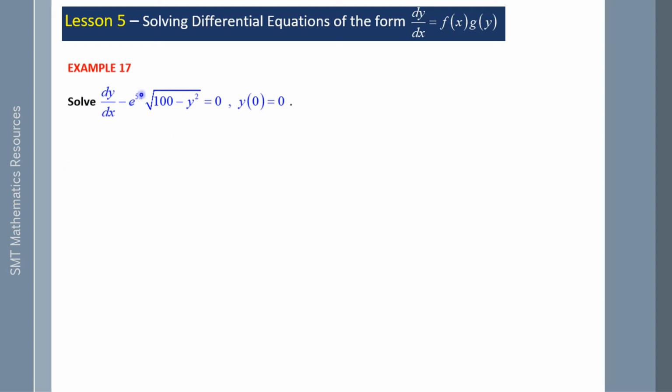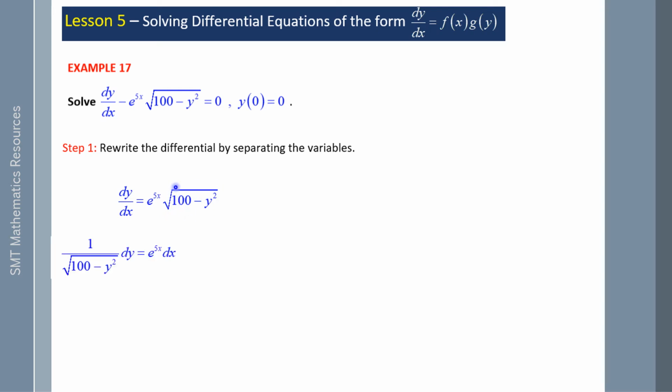We have a dy/dx, we have e to the 5x, but we have our y's over here. Step 1 is to rewrite the differential by separating the variables. To do that, instead of a subtract here, we could add this to both sides. So now we have dy/dx equals e to the 5x multiplied by this function of y. I could then separate these further by dividing both sides by the function containing y, which is the root of 100 take y squared. I could then multiply both sides by dx.